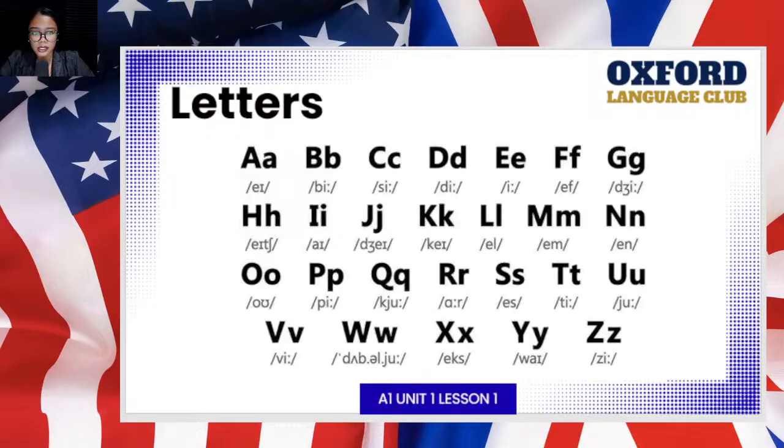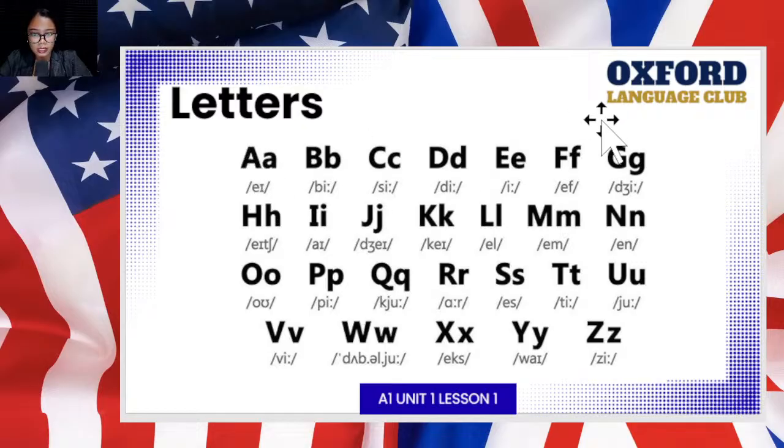Okay, let's look at the alphabet chart. Again, we are focusing on the letters today. Since this is level one, a beginner class, we're going to start with the basics of English. There are 26 letters in English. Each letter has a name and a sound. So I'll say each letter and you will repeat after me. Okay? All right. Let me read all the letters and their corresponding pronunciation.